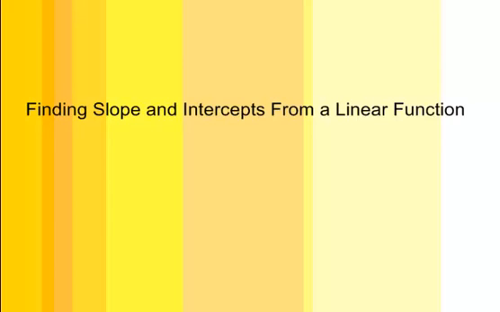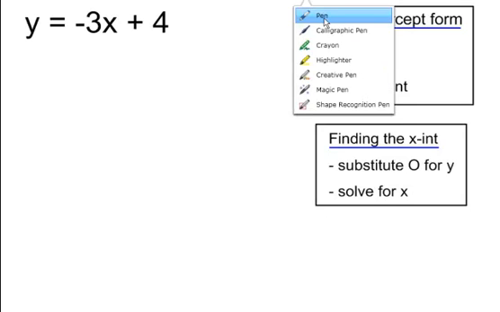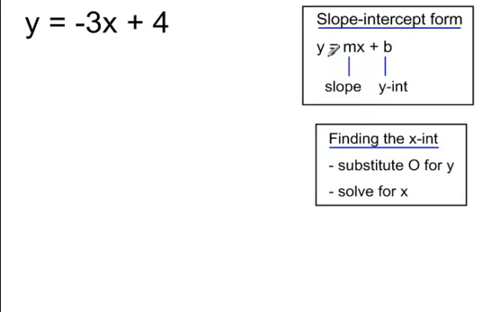In this video, we're going to find slope and the x and y intercepts from a linear function. So here we have an equation, y equals negative 3x plus 4. The first thing we notice is that it is written in slope-intercept form. So when an equation is written as y equals mx plus b, we know the number in front of the x, m, is the slope, and the number after the x term is our y-intercept. So that's fairly easy. It's not something you have to calculate.